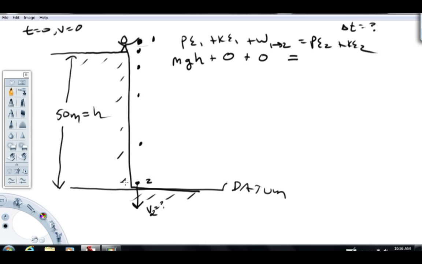Moving over to the right of the equals sign, PE2: here are the keys at position 2. They have really no height above the datum, so their potential energy is 0. Then their kinetic energy is 1/2 mv squared. That v is the velocity at position 2, so I'm going to put a subscript on there.